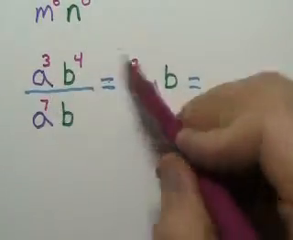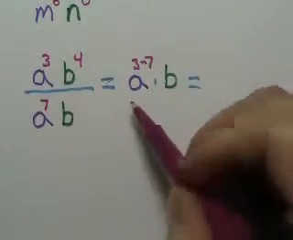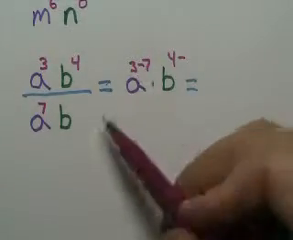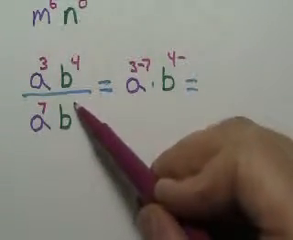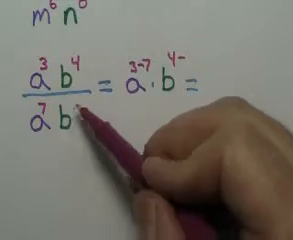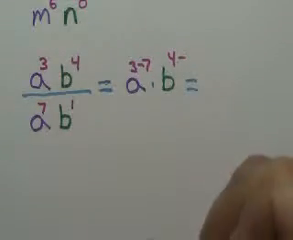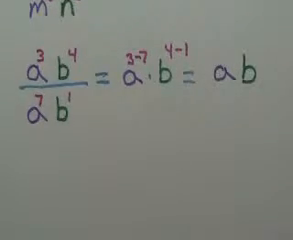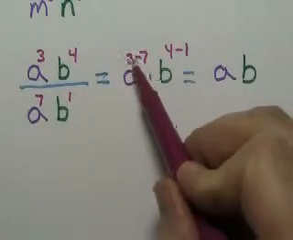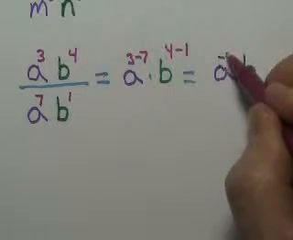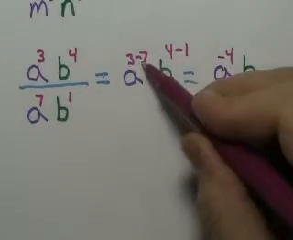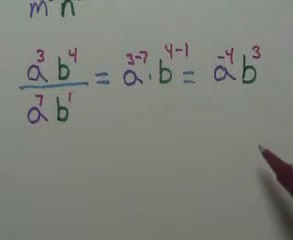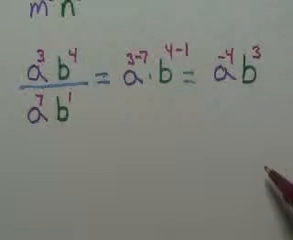So I have 3 minus 7 for the A's, and for the B's, I have 4 minus what? What exponent is there? Is it a 0? No, it's the invisible 1. So my answer is A to the 3 minus 7, that is negative 4, right, because it's more negative. And 4 minus 1, well, that is just positive 3. So A to the negative 4, B to the third.